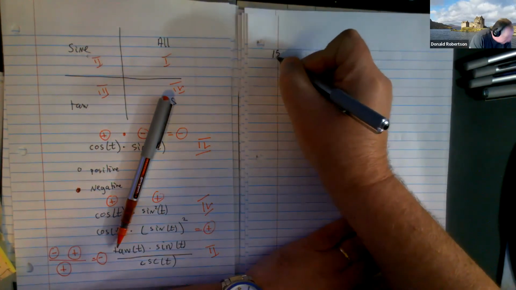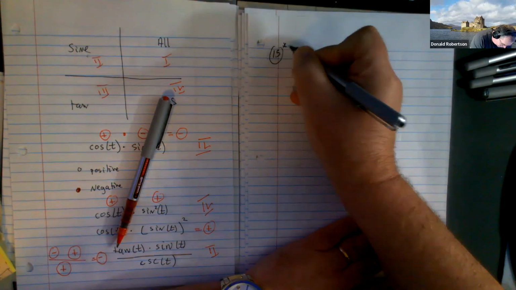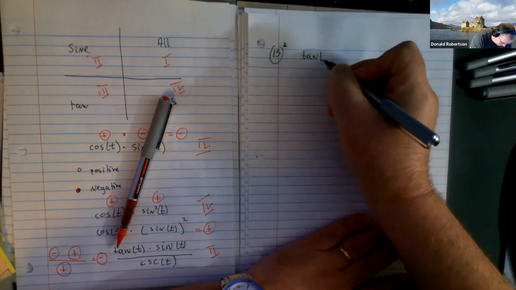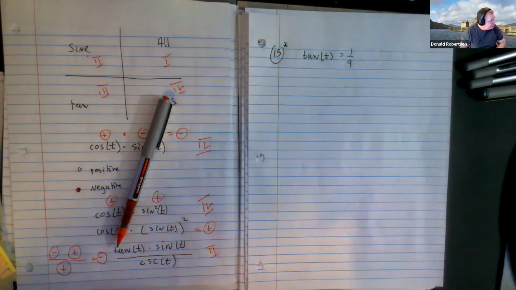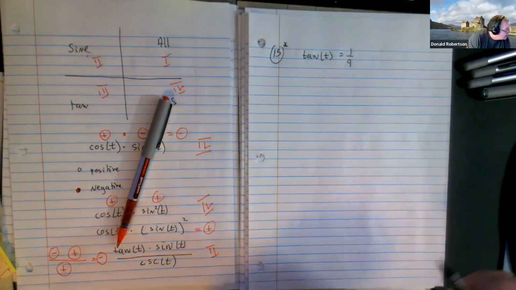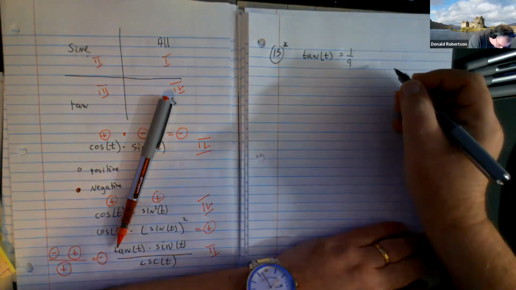Okay, this is question 15. You're being told that the tangent of t is 1/9, and that it is in quadrant 3.